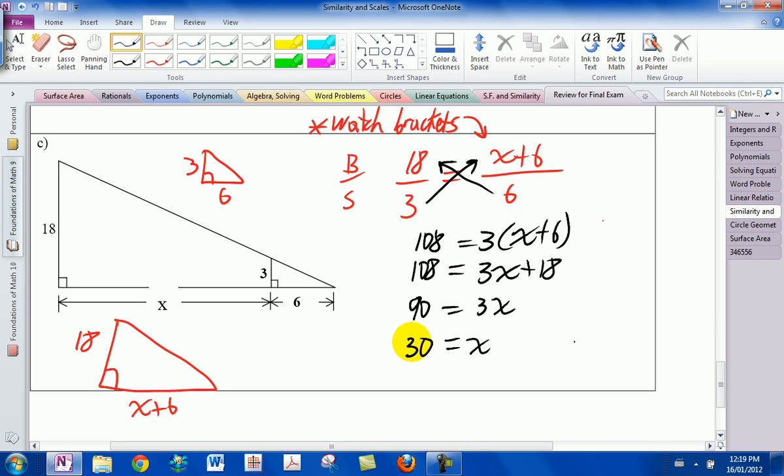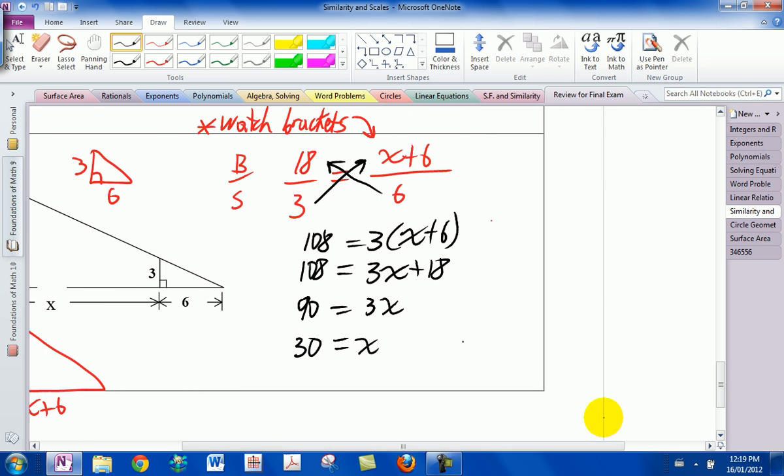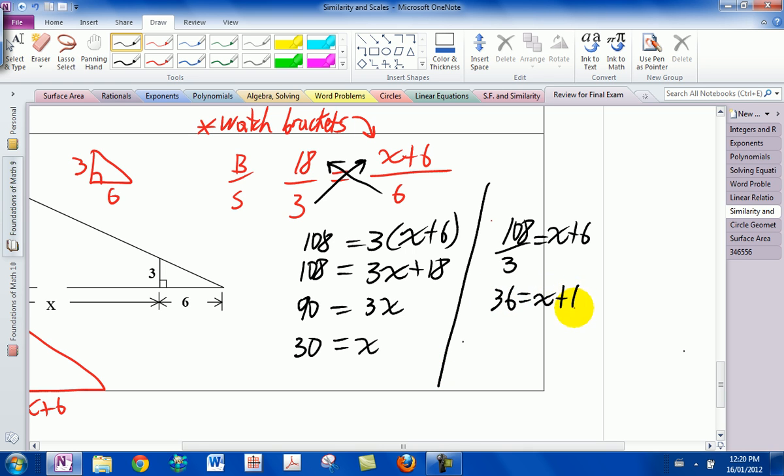Okay. Now, like I said, you could have left it as 108 divided by 3 equals x plus 6. And we got 36 equals x plus 6. And so then x would equal 30. Right. So that's an alternate method. Yeah, same answer. Any questions?